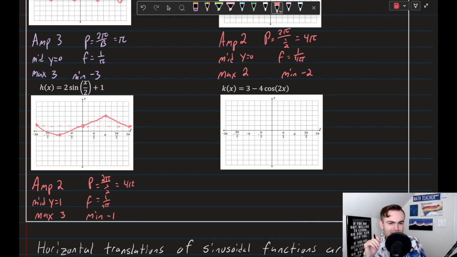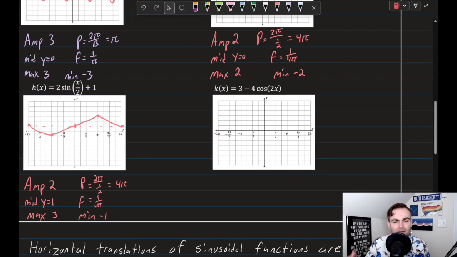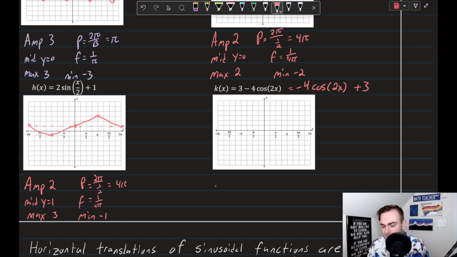K is a little bit different. What's different about K? If you're screaming at me that it's not in the right order, you'd kind of be right. Let's rewrite it in a way that's nicer for us. -4 cosine of 2x plus 3. That way we can kind of see each piece and see what each piece does. The amplitude is 4. The midline is y equals 3. The period is 2 pi divided by 2, which is pi. So the frequency is 1 over pi.